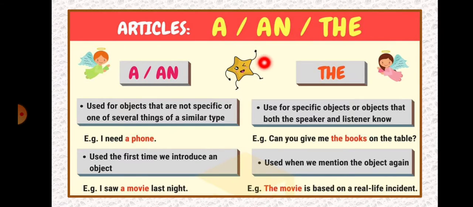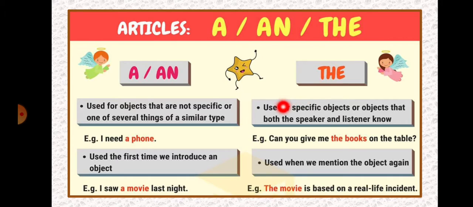Articles a and an are used for objects that are not specific, or one of several things of a similar type. For example, I need a phone. So here, the phone can be of any company. We are not talking here about a particular phone. So for that we are using article a. I need a phone.